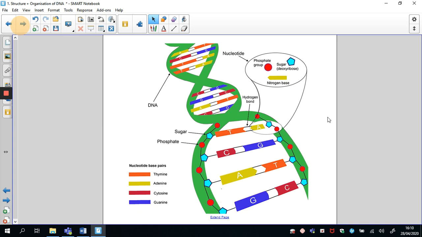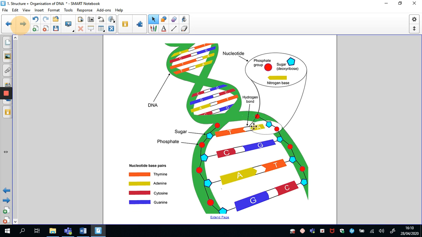Another diagram. Again, this is similar to the one we looked at before, but this time it's got more detail about the base pairs. So here it's telling you what the colours represent. It's got the full names of the bases. And then on the diagram, there's obviously no space for the full word, so they've just put the first letter. And often on a diagram, it will just say T, A, C, and G. But you still must know the full names.